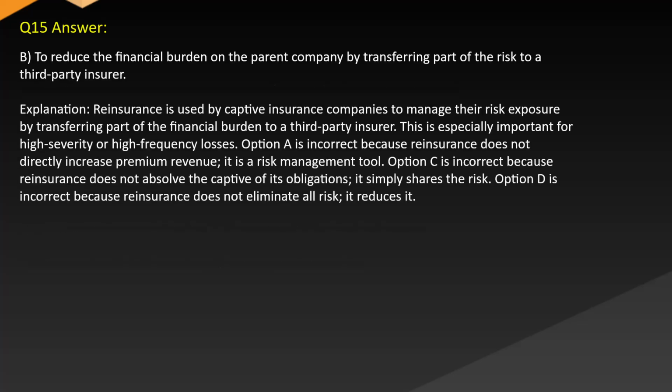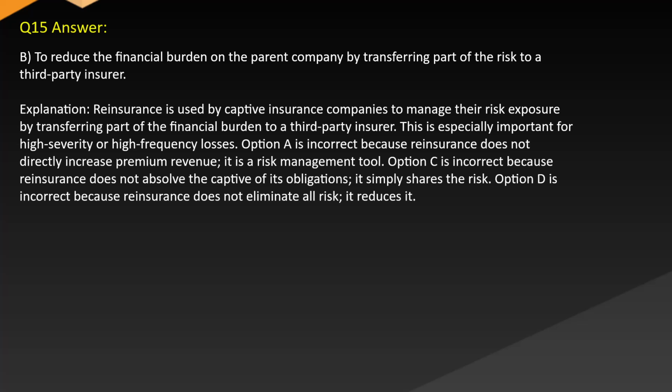Answer: B. To reduce the financial burden on the parent company by transferring part of the risk to a third-party insurer. Explanation: Reinsurance is used by captive insurance companies to manage their risk exposure by transferring part of the financial burden to a third-party insurer. This is especially important for high-severity or high-frequency losses.